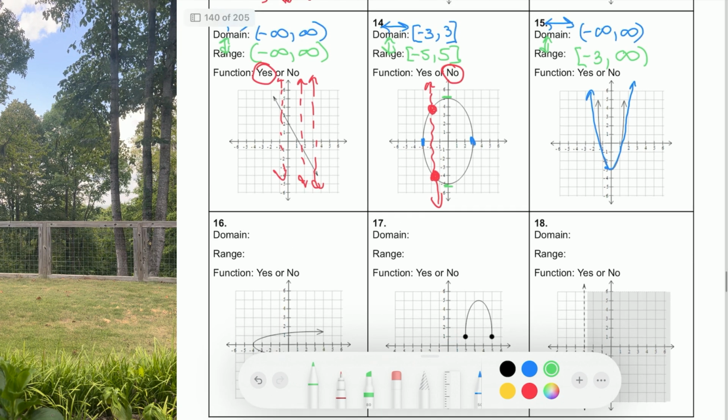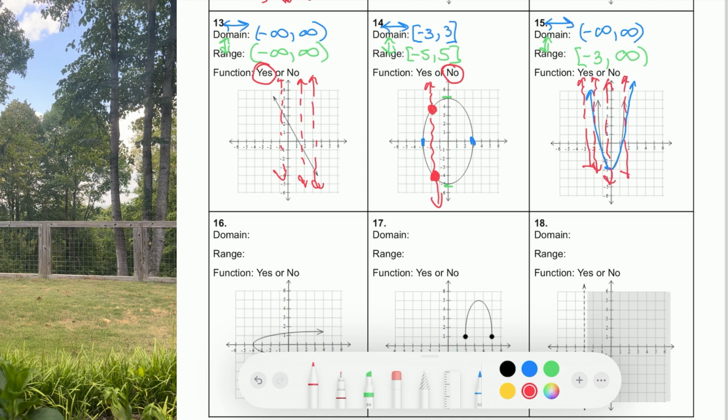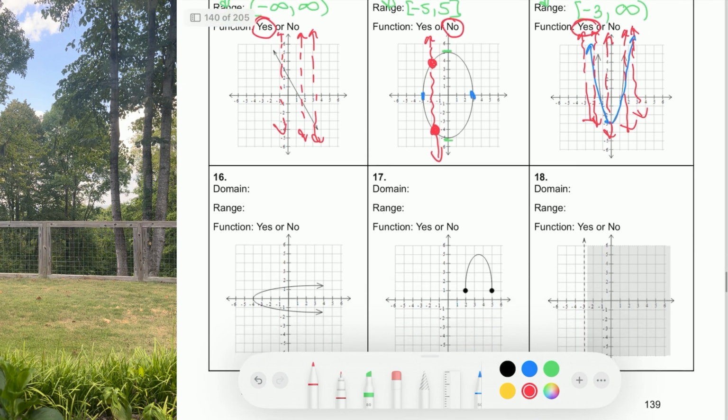Is this a function or not? I almost forgot to answer that question. Well, let's see. If we do our vertical line test, am I going to hit this in more than one location at a time? It looks like we might in some locations, but no, we wouldn't. So this is a function.